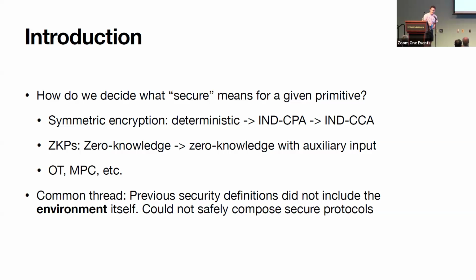Similarly, zero knowledge proofs didn't have a notion of auxiliary input. But it turned out that adding auxiliary input made it more composable with other protocols. So this kind of evolved over time. You can see similar things with oblivious transfer and multiparty computation.